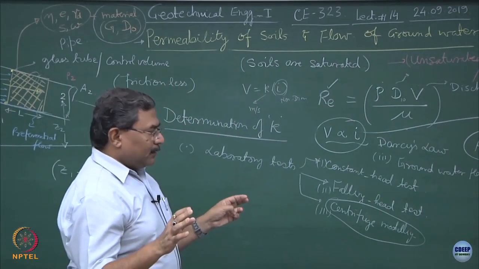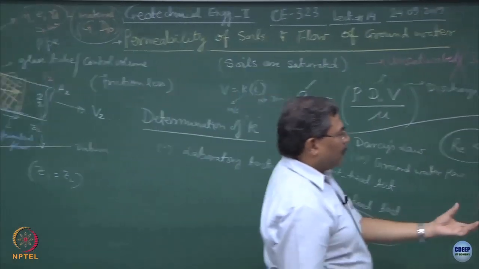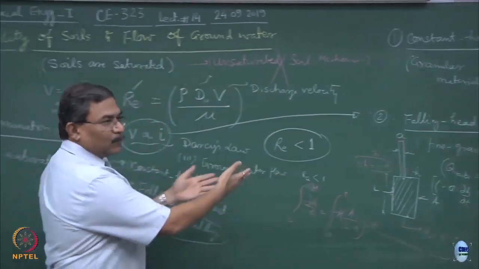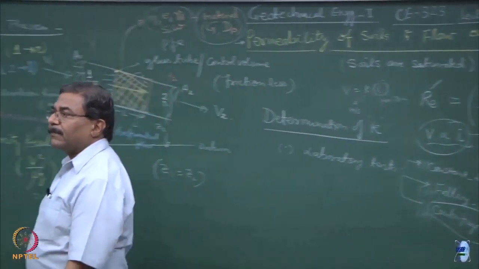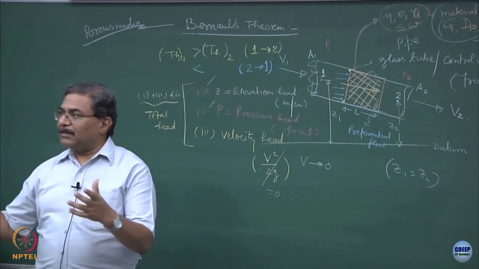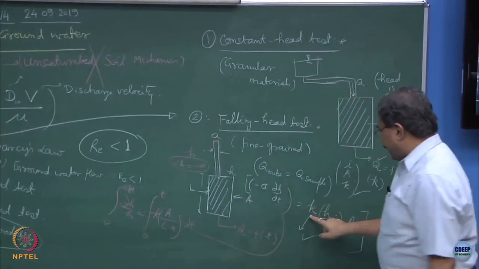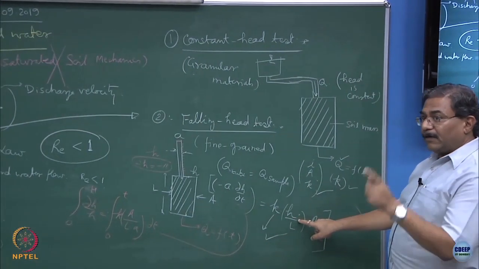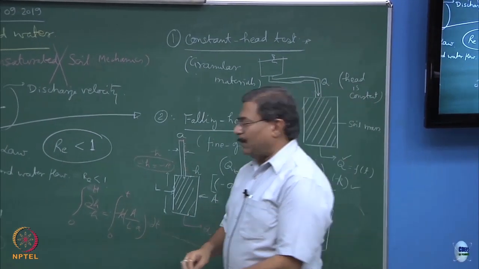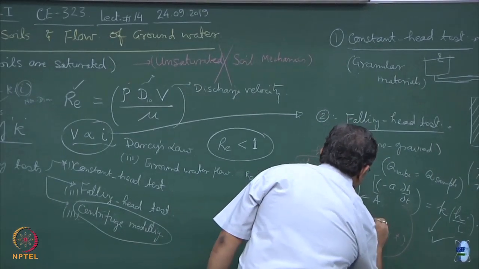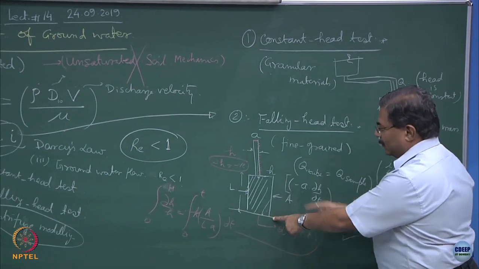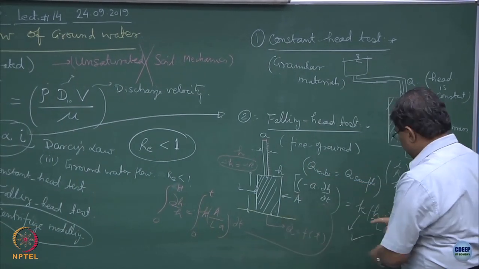Now, what I can do is make miniature models of these setups, install them in the centrifuge and do the test. That is what most of the Japanese, Koreans and Americans are doing. Yes, this is your K into I. What is causing the hydraulic gradient? The head across the sample. I can do a manipulation, I can keep the datum over here, everything becomes 0 at this point, total head at this point is H, and this becomes H upon L.